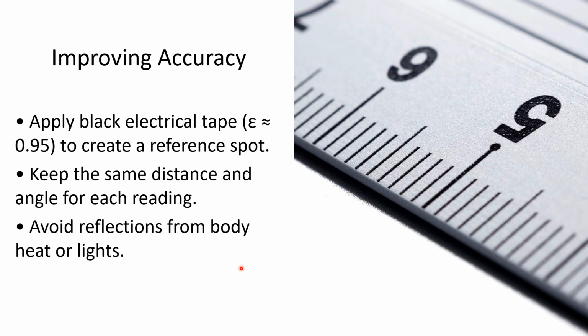Now I could have improved my accuracy, and I may do a video in the future where I do this. I could have put some black tape, like black electrical tape, on each of the objects and measured that. That temperature would be the same and the emissivity would be around 0.95. And I could have mounted it and gotten the same reading each time, with the same angle and same distance. And I could have done it in a darkened room and stood further away so my body was not radiating heat and there wasn't stray light. So I could improve the measurement by doing a few basic things.